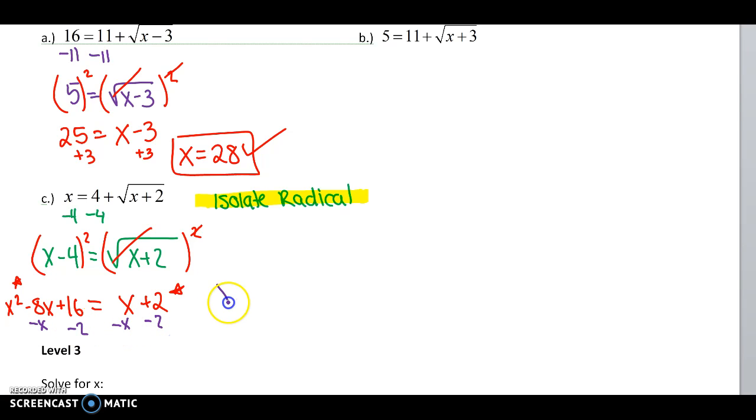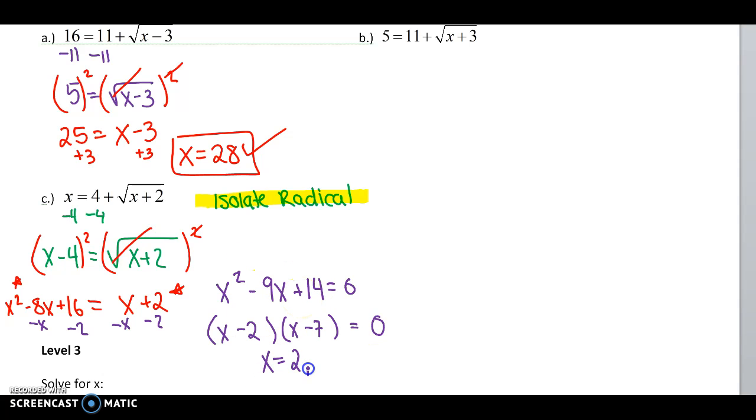If I do that, I'll have x squared minus 9x plus 14 equals 0, which then you could try and factor, use the quadratic formula, and solve for your x. So I have x times x, minus 7 times minus 2 will FOIL to be this here. You can double check that on your own. So my x values will be 2 or 7, which then you're going to need to check for extraneous solutions.